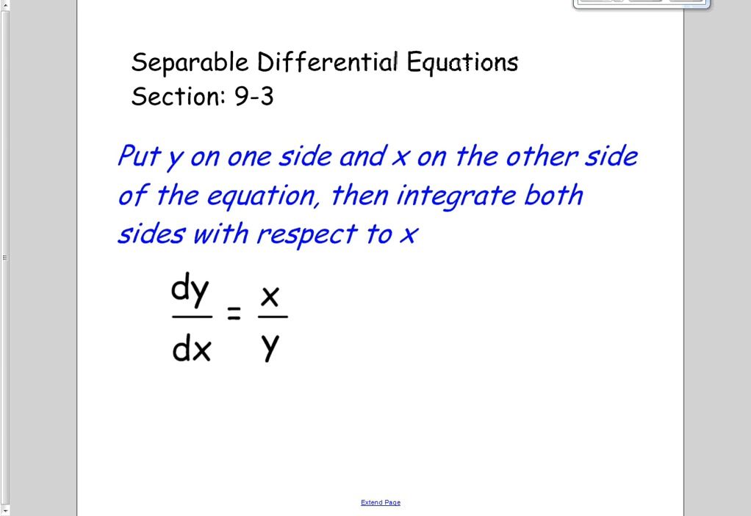Next, we're going to look at a type of differential equation called the separable differential equation. Basically, the idea is that to start off with, I've got both x and y on the same side of the equation. I also have references to x and y on this side of the equation. And what I want to do is separate them, so everything that has to do with y is on one side, and everything that has to do with x is on the other side.